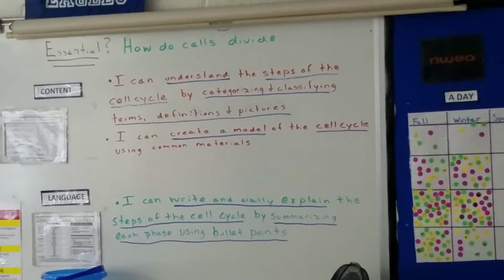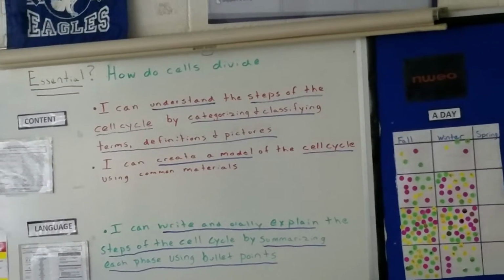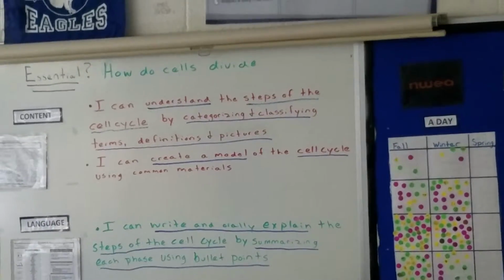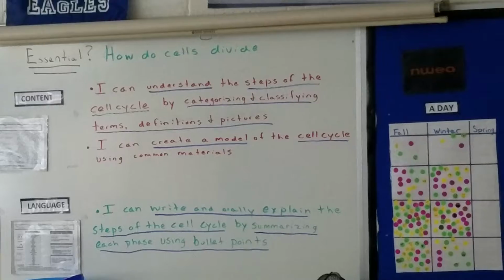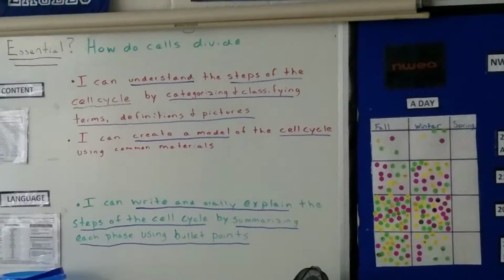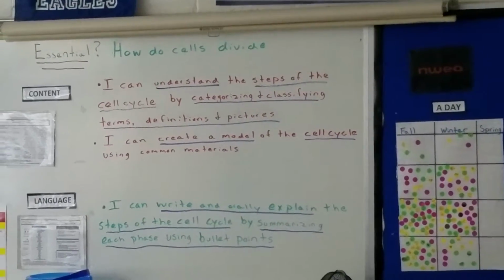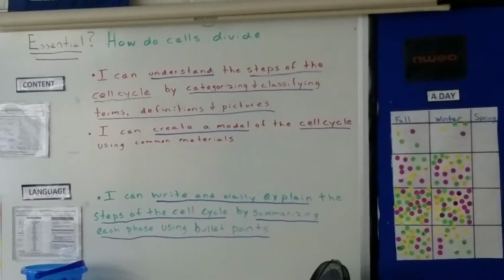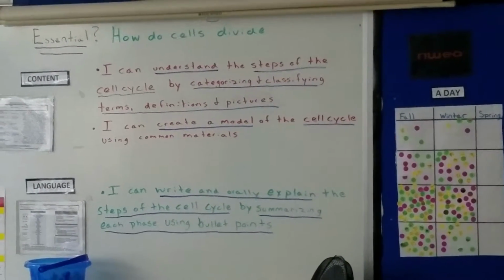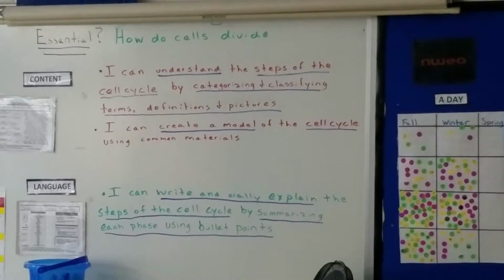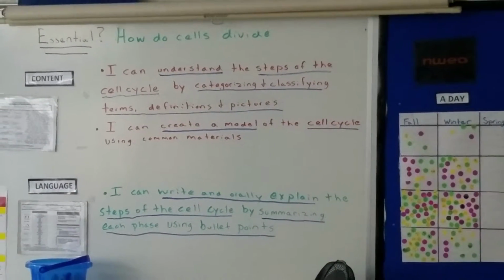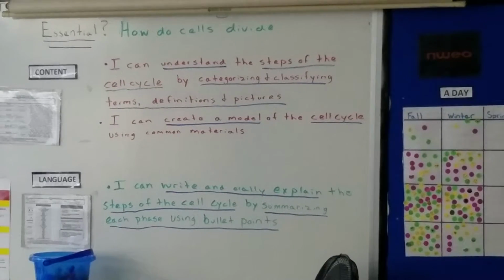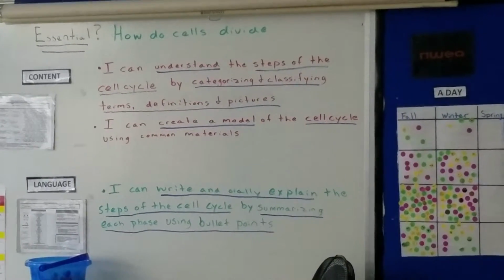Now let's read the second one the same way. Ready, Michigan people? I can. No. Sorry, you guys are reading the language objective. Let's read the second content objective, where it says I can. I can. Of the cell cycle using common materials.